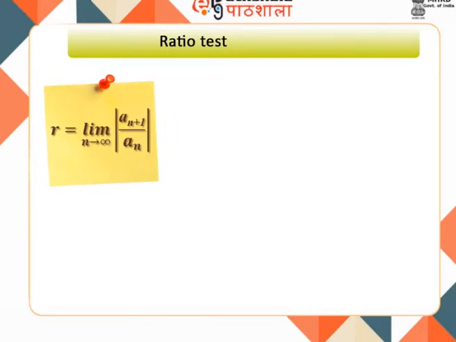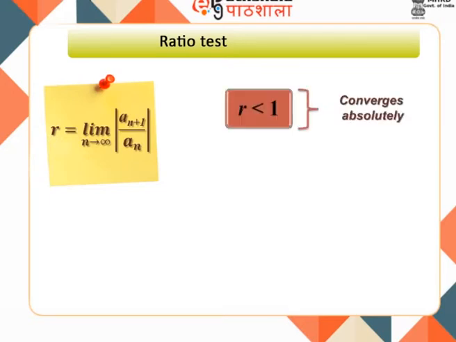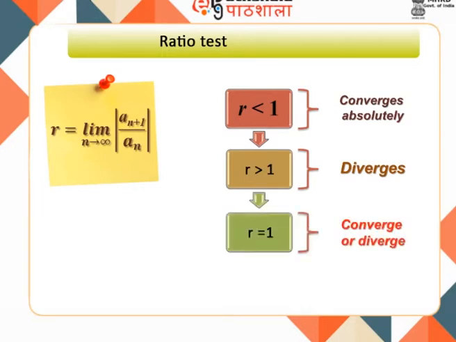Let us briefly go through various tests of sequences. Ratio test. This is also known as D'Alembert's criterion. Suppose there exists R such that limit n tends to infinity of mod a_(n+1) upon a_n is equal to R. If R is less than 1, then the series converges absolutely. If R is greater than 1, then the series diverges. If R is equal to 1, the ratio test is inconclusive and the series may converge or diverge.